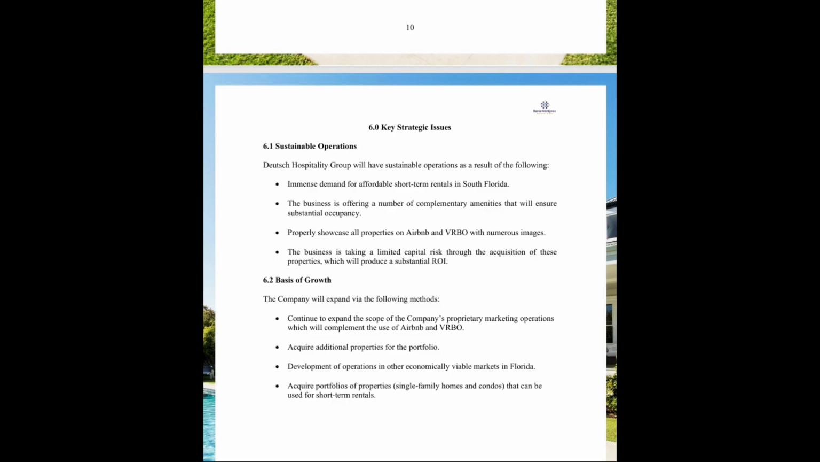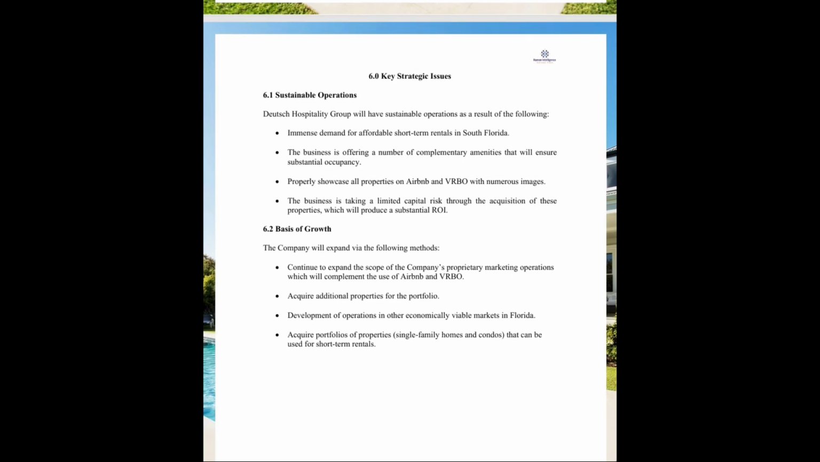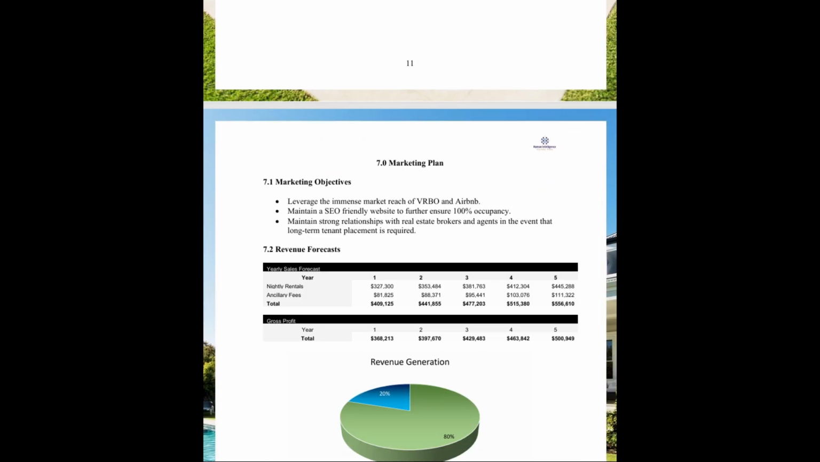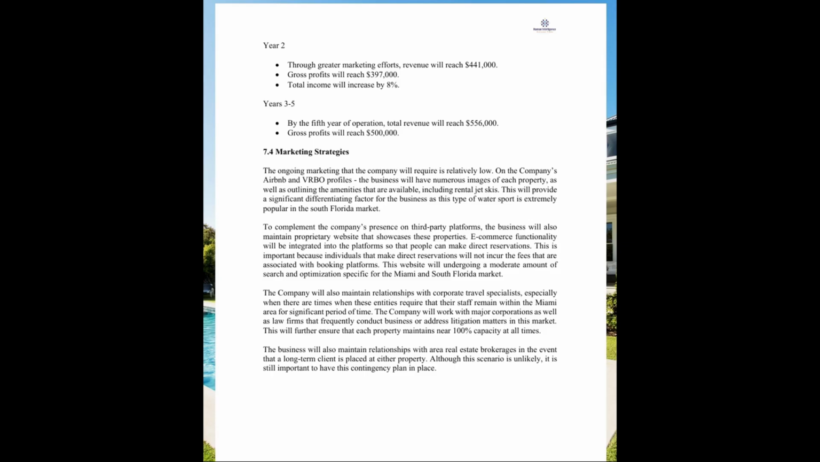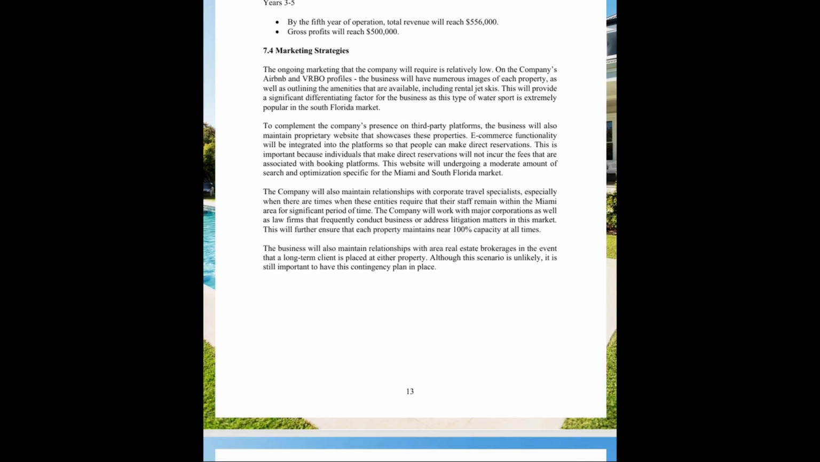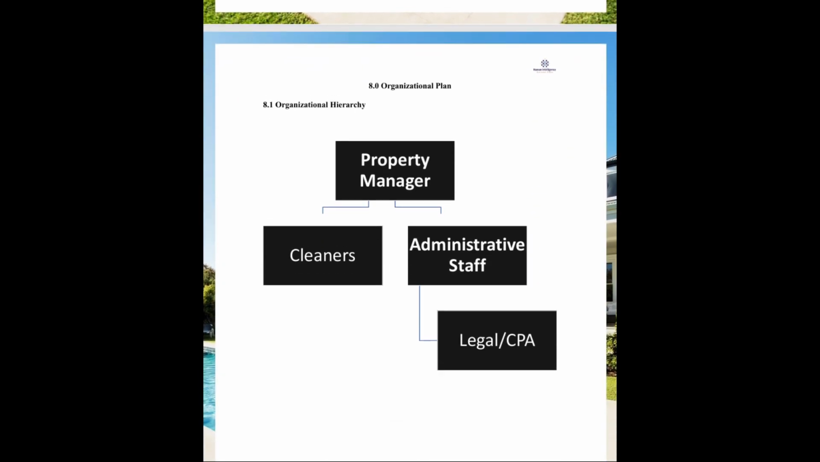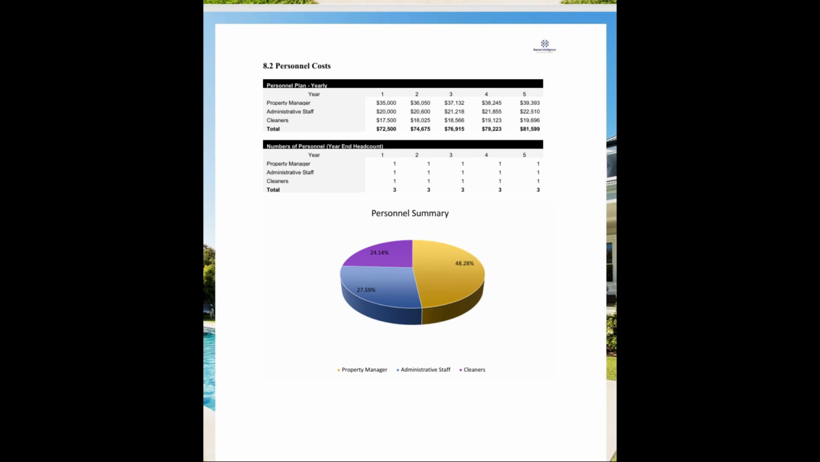Chapter 6 is an overview of the key strategic issues, discussing sustainable operations and basis of growth. Chapter 7 is the marketing plan, which in this case is very focused heavily on using Airbnb and VRBO. Chapter 8 is an overview of the organization, payroll and headcount.